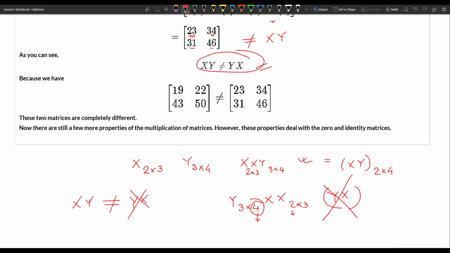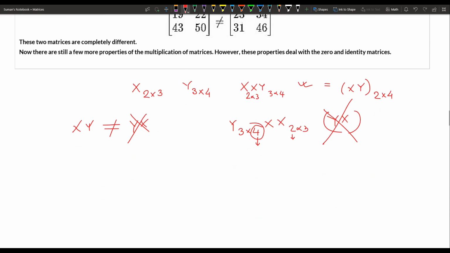So matrix multiplication follows the associative property or associative law. It follows the distributive property or distributive law, but it does not follow the commutative property or commutative law.